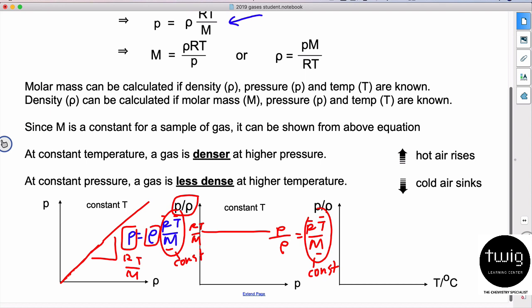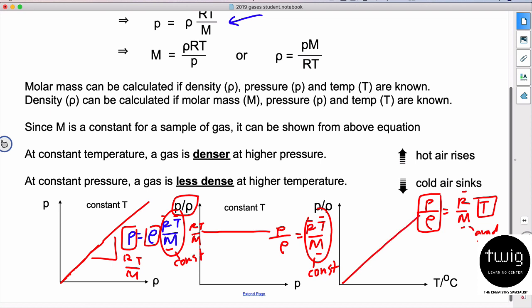Okay, last part here. Pressure over density versus temperature. So let's look at the same thing. Pressure over density equals R over M times T. So now you're plotting pressure over density versus temperature. R is a constant, M is a constant, which means this is your gradient, isn't it? So actually it's supposed to look like that.